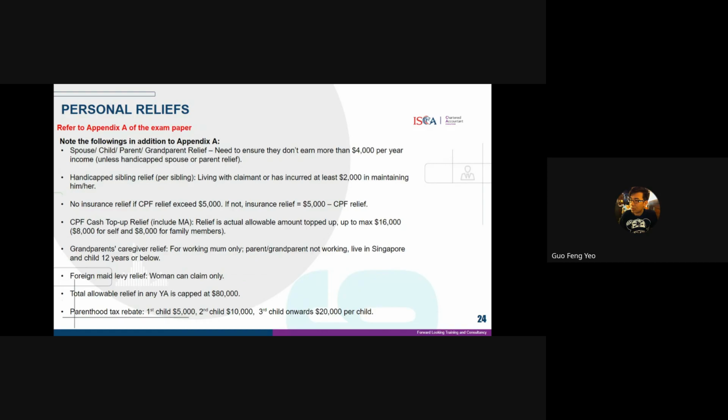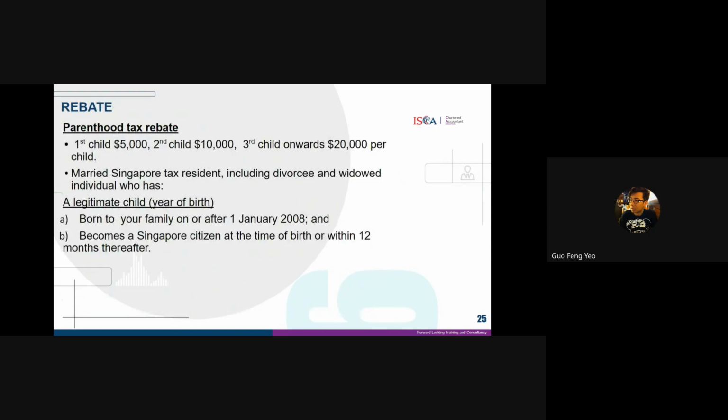Parenthood tax rebate, which is not really a relief, it's more of a credit, is as follows. You'll get 5,000 for the first child, 10,000 for the second child, and 20,000 per child from the third child onwards. In addition, for the parenthood tax rebate, you need to satisfy additional conditions. You must be a married Singapore tax resident, including divorcee and widowed individuals, who has a legitimate child.